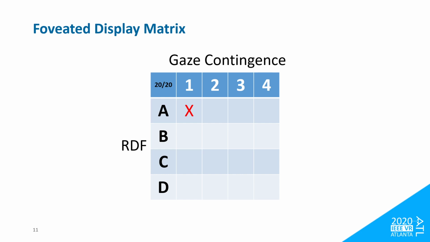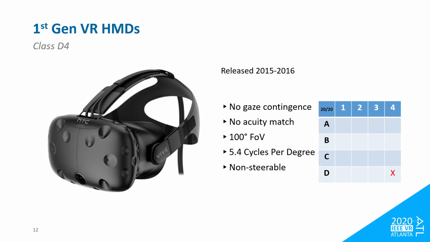With a large number of displays on the market and certain to be released over the years, this is not meant to be an exhaustive list of every display out there. We've classified most of the first generation of VR HMDs as Class D4 because they lack gaze contingence without being paired with a foveated rendering algorithm and do not match 20/20 visual acuity except perhaps in the extreme periphery.